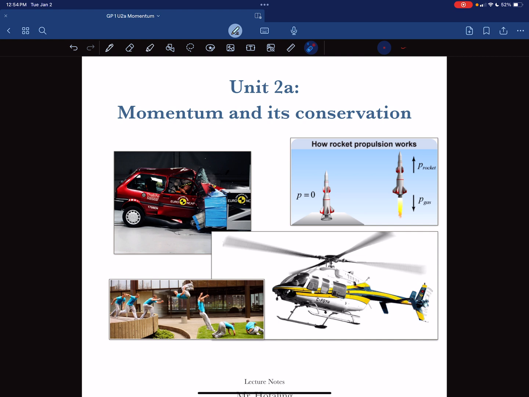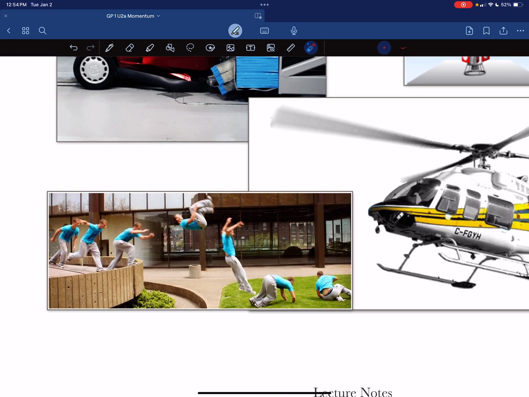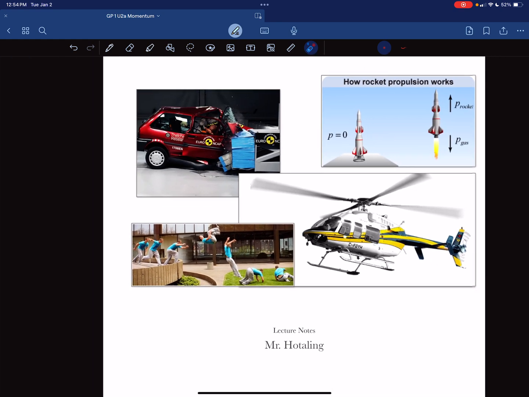As it relates to our everyday lives, we can see that there are issues around safety and cars and car crashes. It even is an important idea about rockets and space travel. It even governs how helicopters work, believe it or not. And you can see down here we have an athlete practicing parkour. It plays an important role in sports and athletic events as well.